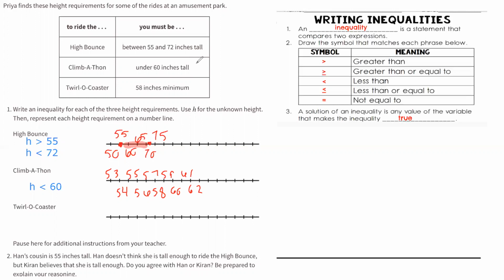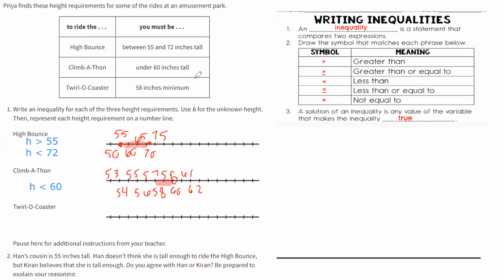So I'm going to put an empty circle at 60, not solid, because our solutions to our inequality do not include 60. 60 is not a solution to the inequality h is less than 60, because 60 is not less than 60. So it's any number less than 60. So 59, 58, and so on. To graph that, I have to include all of the numbers on our number line less than 60. All the numbers to the left of 60 are less than 60.